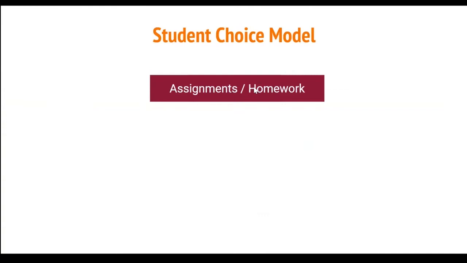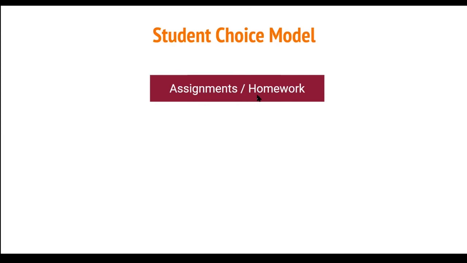So let's say you have a class. Maybe, again, you have students in the classroom. Maybe you have students at home at the same time. This model works really well because it doesn't really matter where the student is. They can choose either one.